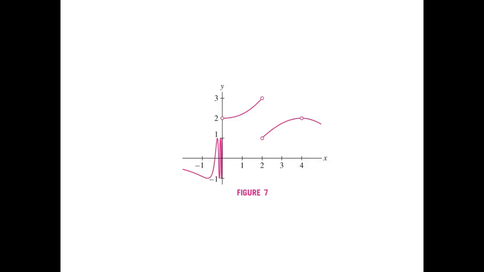So, the limit as x approaches 0 from the right is 2. Not defined at 0, but it has a limit there. It has a limit as x approaches 2 from the left of 3. It has a limit as x approaches 2 from the right of 1, but it has no limit as x approaches 2 two-sided, because those two limits are different.